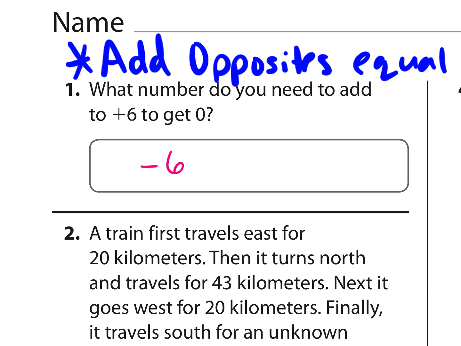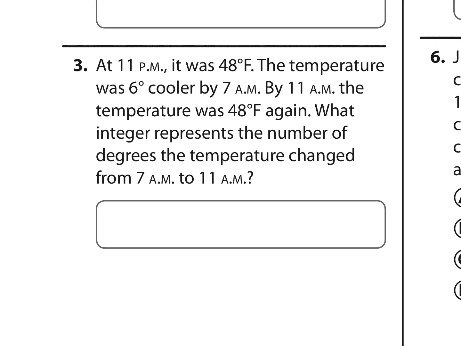Number 3. At 11 p.m., it was 48 degrees Fahrenheit. The temperature was 6 degrees cooler by 7 a.m. By 11 a.m., the temperature was 48 degrees Fahrenheit again. What integer represents the number of degrees the temperature changed from 7 a.m. to 11 a.m.? So first we know that at 11 p.m., it was 48 degrees Fahrenheit.